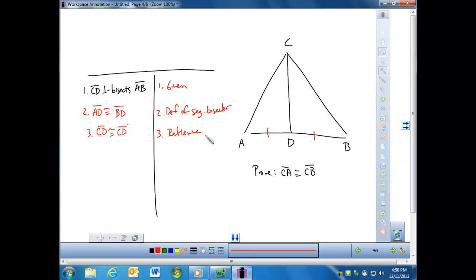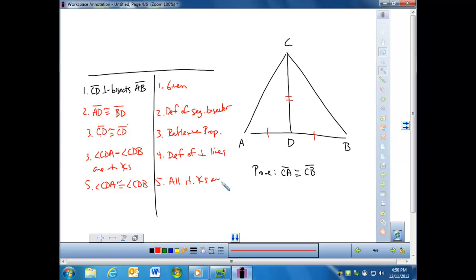Since we have some perpendicular lines there, step 4, I should say, has angles CDA and CDB both being right angles by definition of perpendicular lines. Of course, we know that if we have right angles, those right angles will be congruent to each other, because all right angles are congruent. That's going to make our 2 triangles congruent, triangle CDA and triangle CDB, by side angle side. I'll fill in that right angle symbol here in just a second.